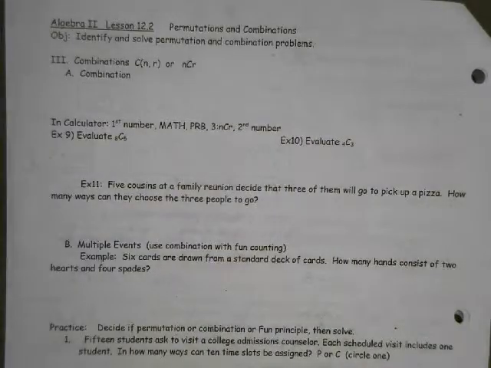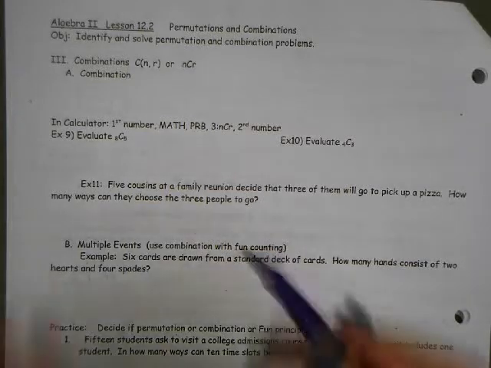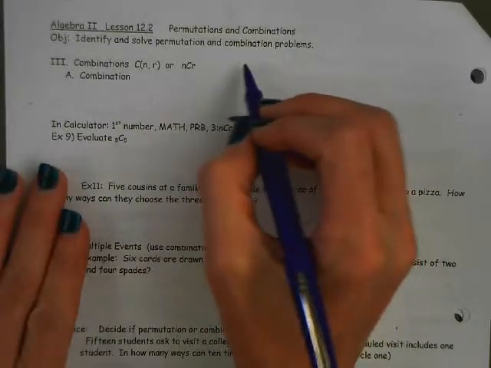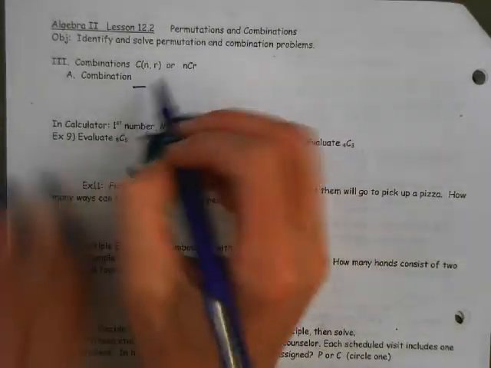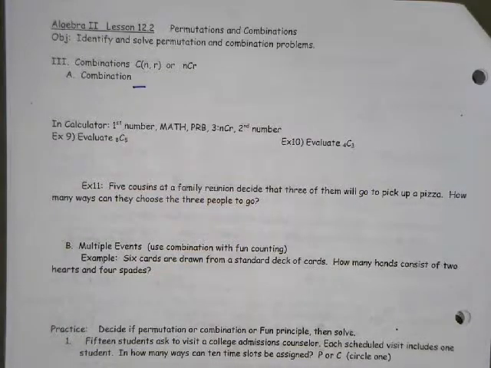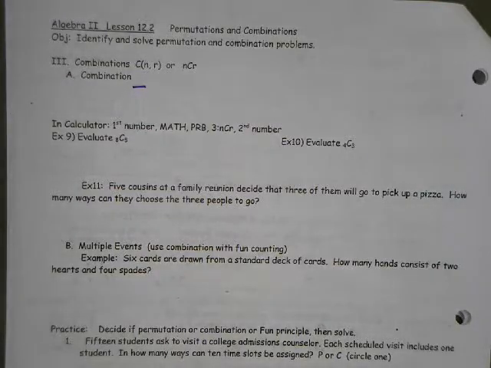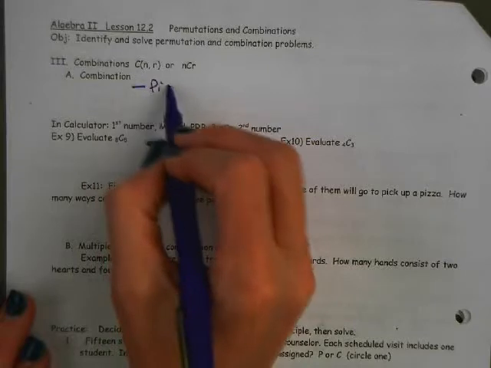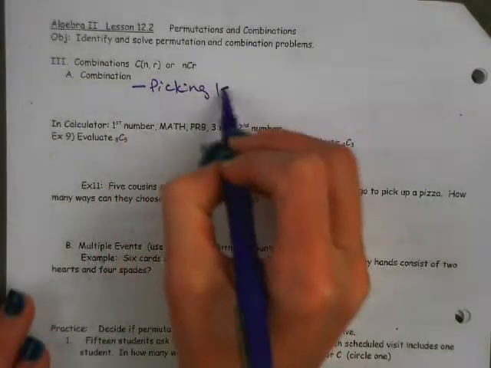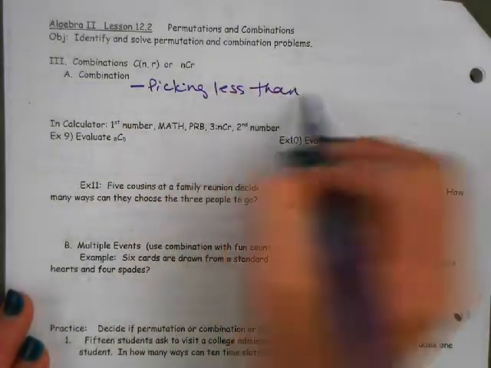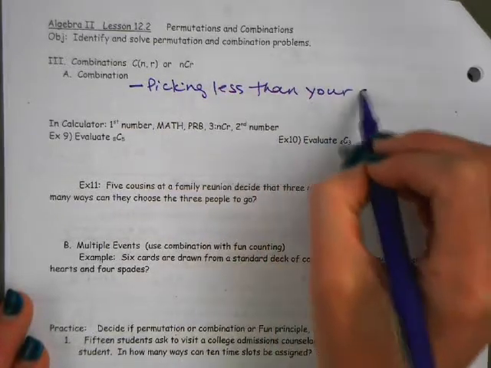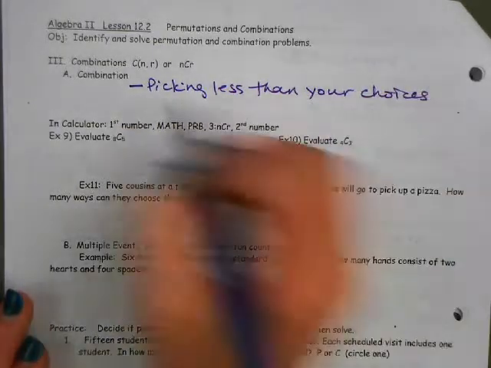So how do we do that on our calculators? Combination is where you're picking less than what you have out there, but order does not matter. So you're picking less than your choices, and order does not matter.